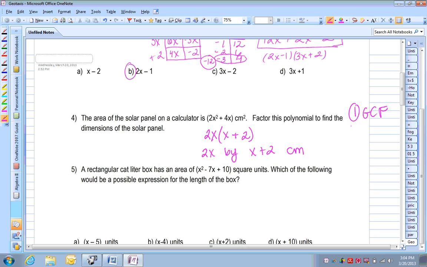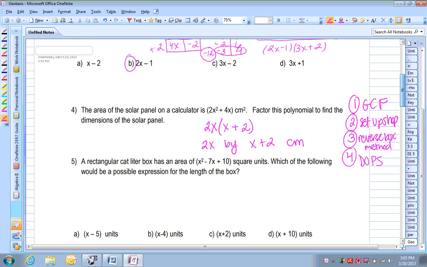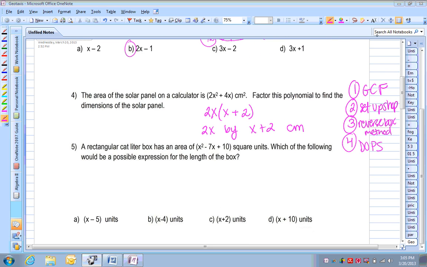Okay, and let's finish our list. Had the GCF not worked, the other 3 options that we have are setting up shop, reverse box method, and DOPS, or difference of perfect squares. So those are the things that we're looking to do as we move on throughout the review.